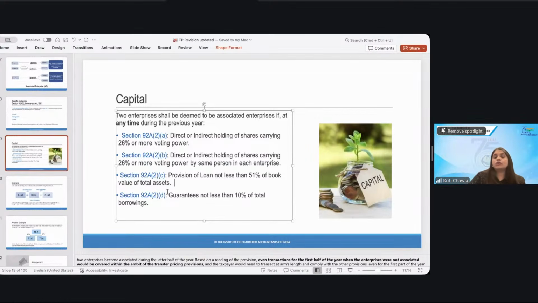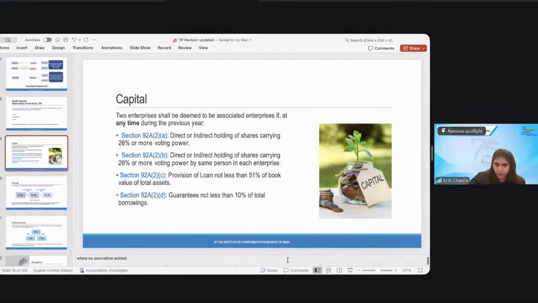Then there is section 92A, subsection 2, clause D, which talks about guarantees not less than 10% of total borrowing. So if there is debt which is taken, and there is a guarantee which is provided there, and the guarantee is 10% or more of the total borrowings, well, then two entities, the one which has provided the guarantee and the one on whose behalf the guarantee is provided, they will be associated to each other.